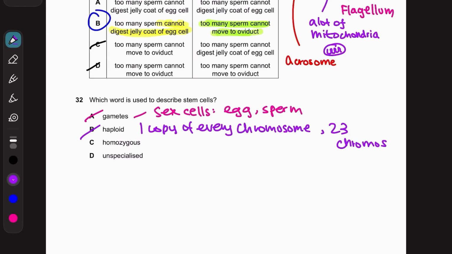And then homozygous, that is just a fancy word. It's a word relating to genetics, and that's not the issue here, so it's not C. And then finally, stem cells are unspecialized, so the answer is D. Remember, unspecialized means they have the potential to differentiate into many different types of cells. So stem cells are unspecialized. That's just a word you have to know.